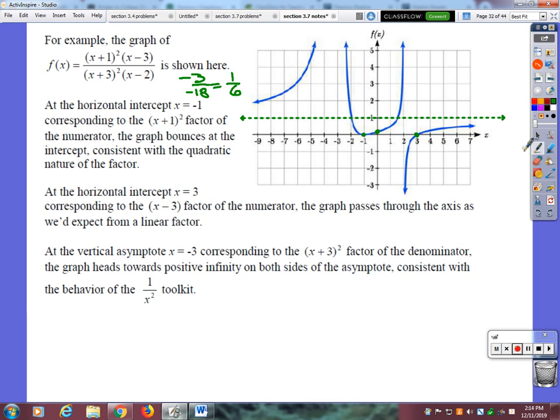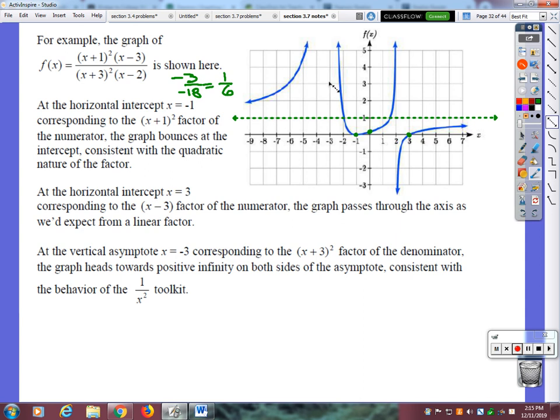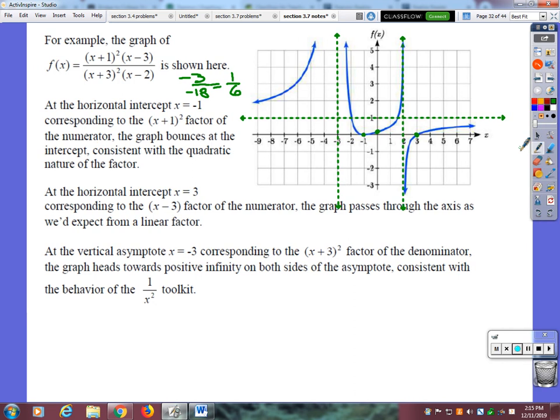Where are the vertical asymptotes? Where does the bottom equal 0? Good, negative 3, because that's what makes that 0, and 2, because that's what makes that 0. And so here is negative 3, and here is 2, and you can see that those asymptotes are there, okay? So you can slap that up there pretty quickly from all the stuff that we've been doing for the last week. Now you just have to apply that odd-even denominator rule to see what's happening on either side, okay?